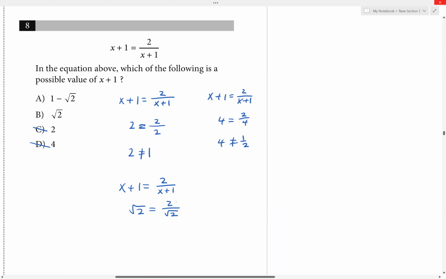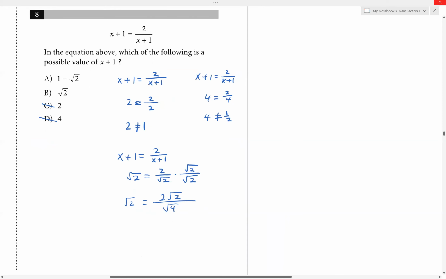But if you want to simplify the right side, we can rationalize the denominator. If we multiply by square root 2 over square root 2, this gives us 2 times square root 2 on the top. On the bottom, square root 2 times square root 2 is square root of 4, which is just 2. So you get 2 times square root 2 over 2, and the 2's cancel. So we get square root 2 equals square root 2. So 2 over square root 2 is actually equal to square root 2. This is true.